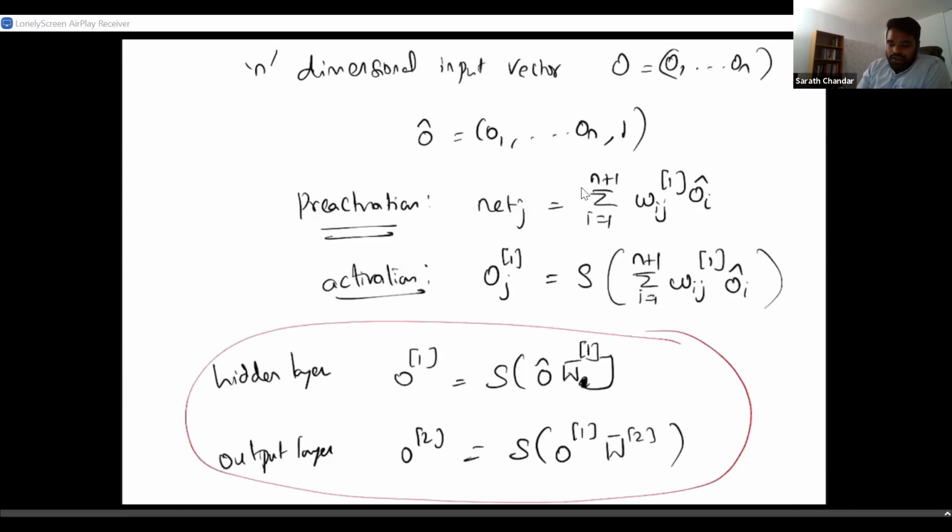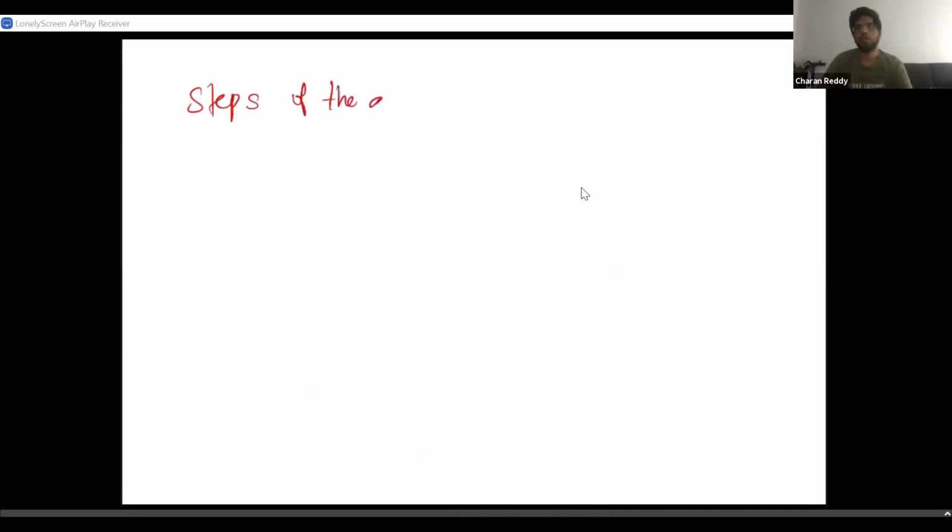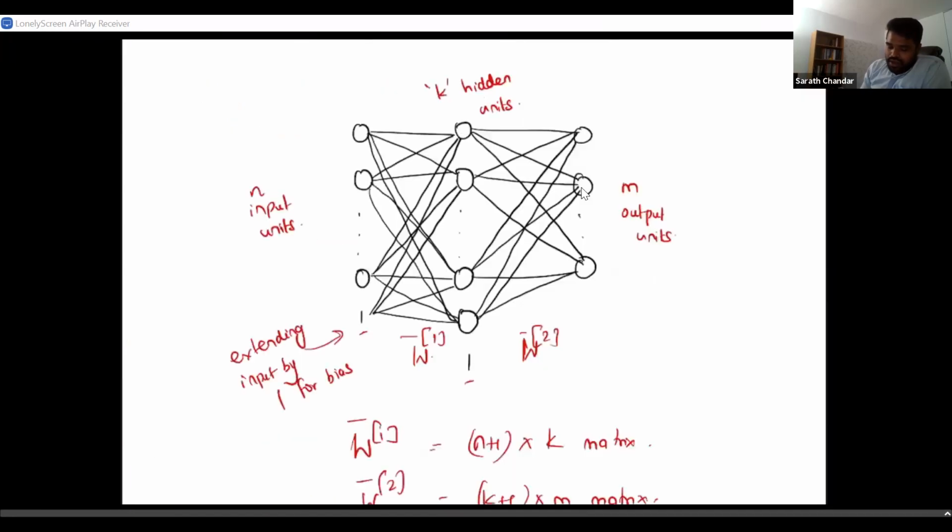Okay, so as usual, let's go through the steps of the algorithm one by one. There is some doubt on the previous page, Sarath. Yeah. Why is there a 1 in the input vector?